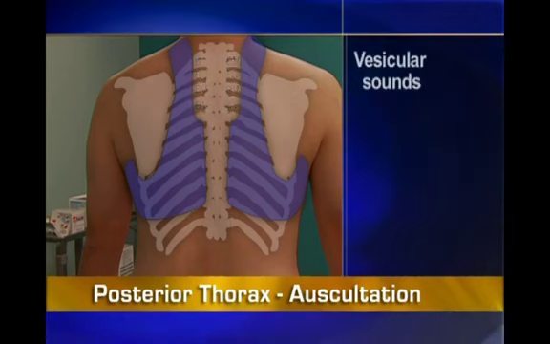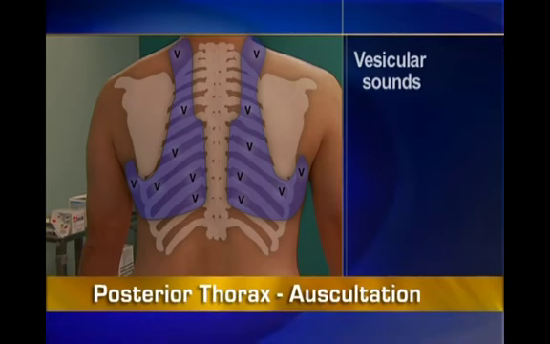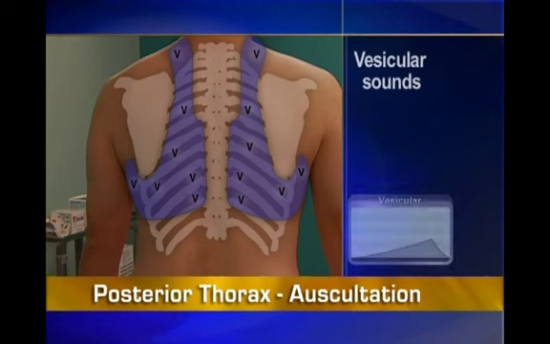Over peripheral lung fields, from the clavicles to T9, you should hear vesicular sounds. They are soft, low-pitched rustling sounds that are longer on inspiration than expiration. They sound like this.